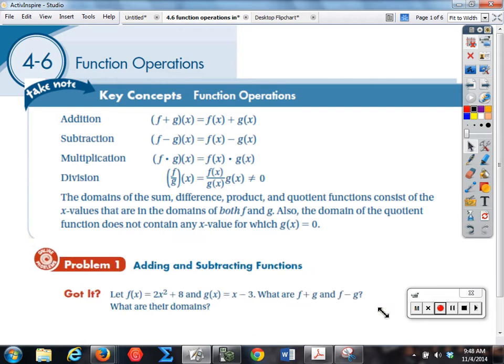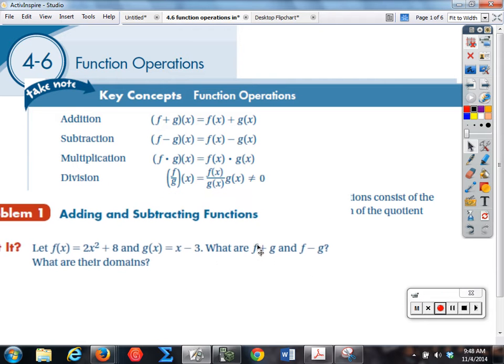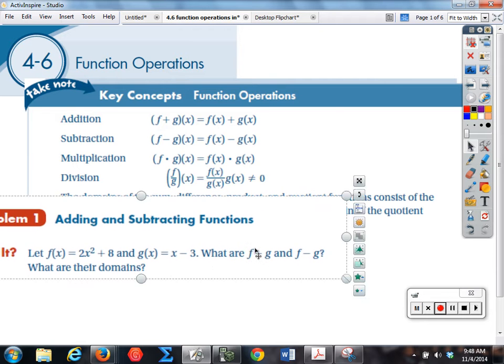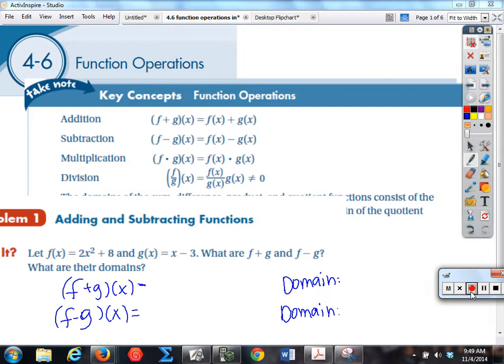So just take a second. This isn't going to be too hard. See if you can find the function f plus g and the function f minus g. And then after you do, find their domains also, of f plus g and f minus g. Okay, so that's what you get for f plus g.